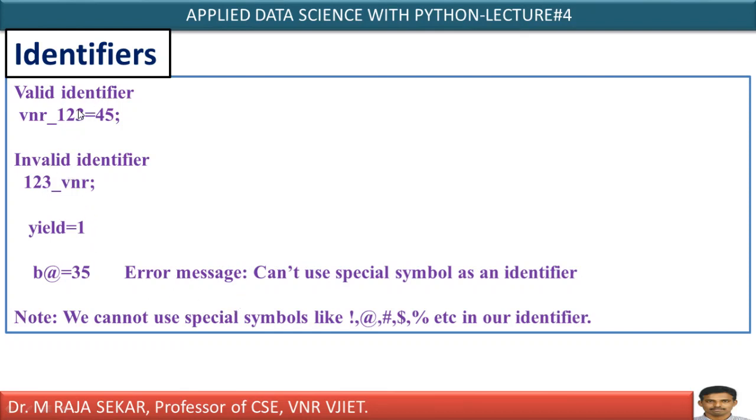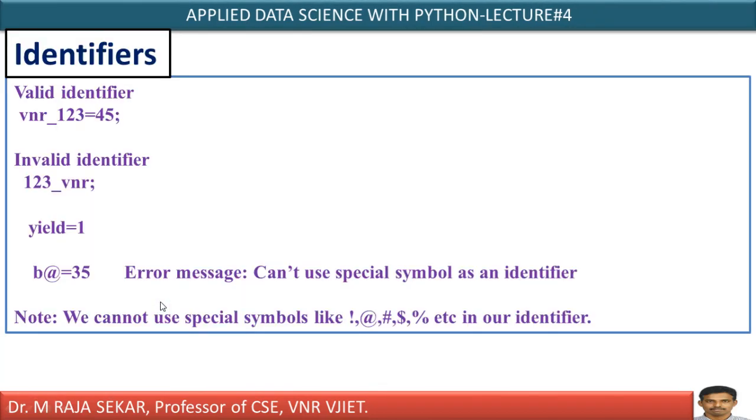Valid identifier: VNR_123. Yes, it's a valid identifier. You can have digits as well as lowercase letters. Even you can keep uppercase letters. 123_VNR is not a valid identifier as it should not begin with a digit. yield = 1 cannot be a valid identifier. Why? Because yield is a keyword in Python. Keywords cannot be used as the name of a variable. B@ is also not a valid identifier. Why? Because special symbols like exclamation mark, at the rate, hash, dollar, and modulus cannot be used as identifiers.